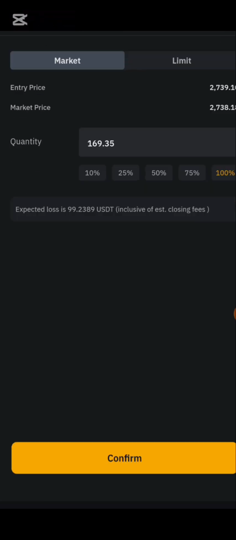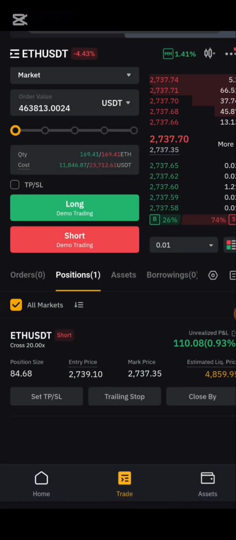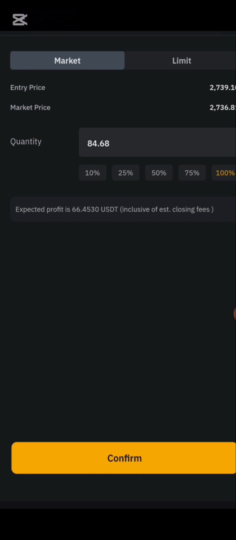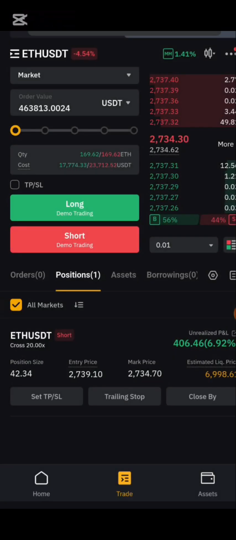So okay, take the profit 50%, or if you want, you can take 70%, 75% of it. We have 10%, 25, 50, 75, 100%. If you take 100, you are closing the trade. So we are taking 50, okay? 50% here. So we are still in profit.